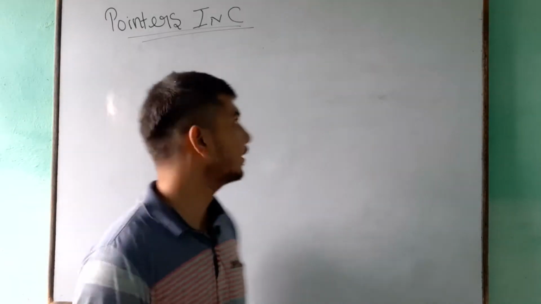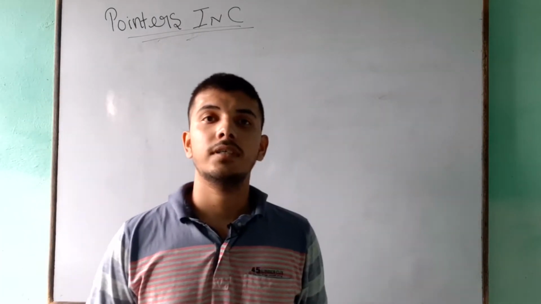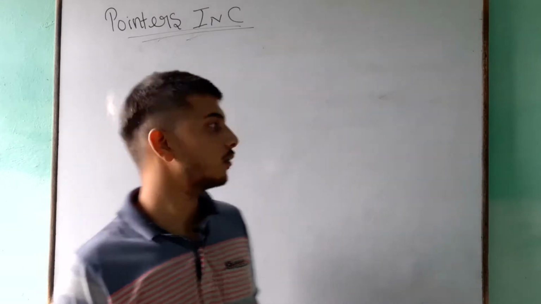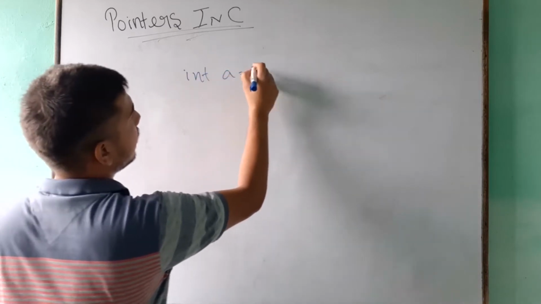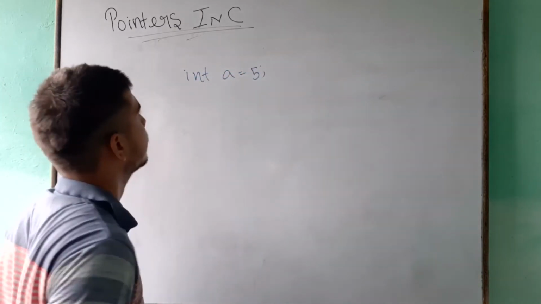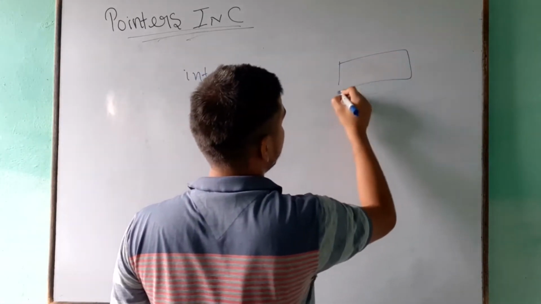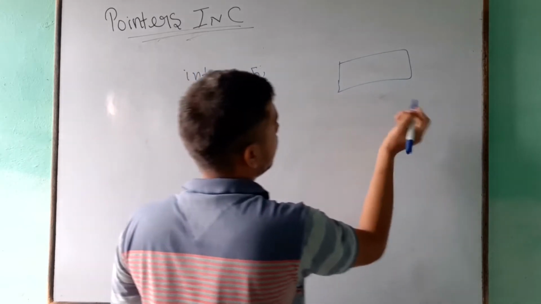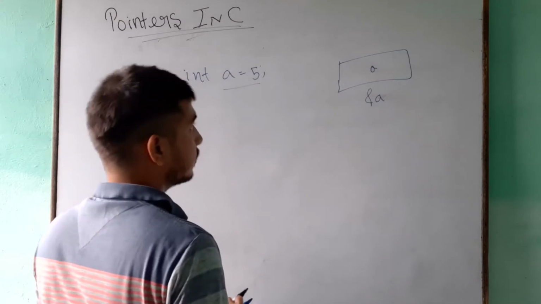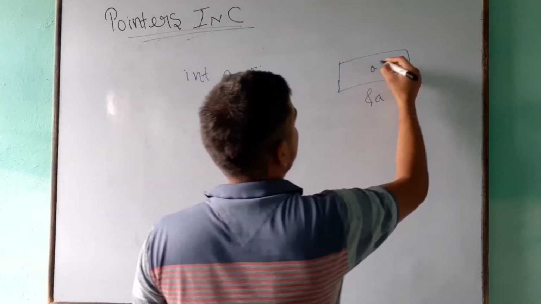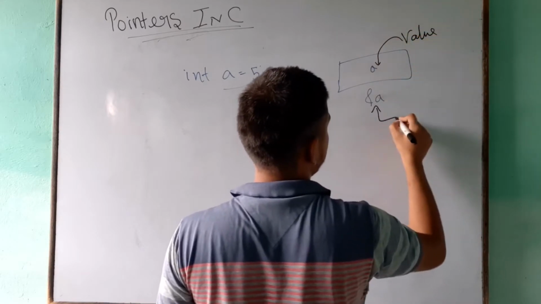So pointers in C. Before going through pointers, let's understand the address. For example, let's say I am defining a variable int a = 5. Now what happens actually? This variable gets a memory location with some address and having its value. So this is a memory location, and here this is the value and this is the address.